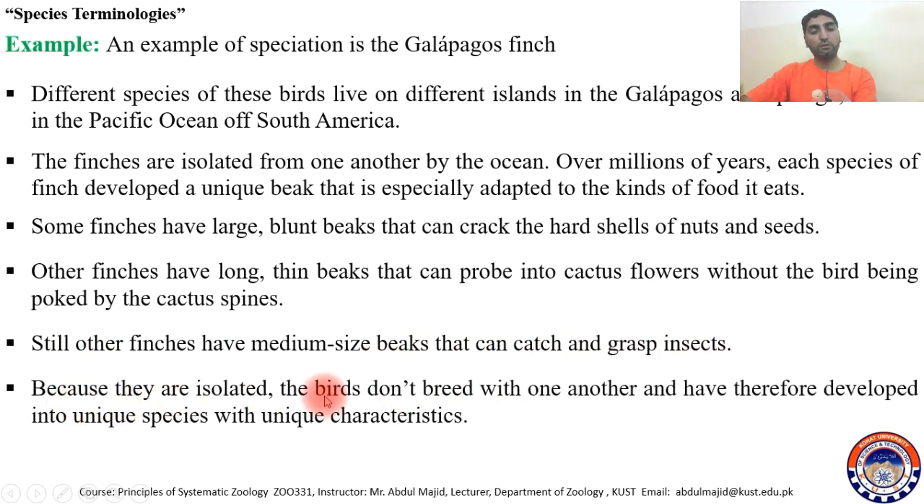Because they are isolated, the birds do not interbreed. Because they were isolated by very long distances, they were not able to interbreed. And with the passage of time, every bird developed into a unique species with unique characteristics.